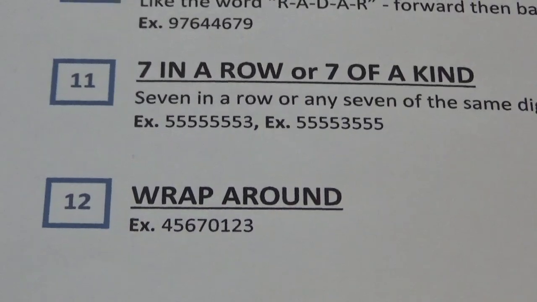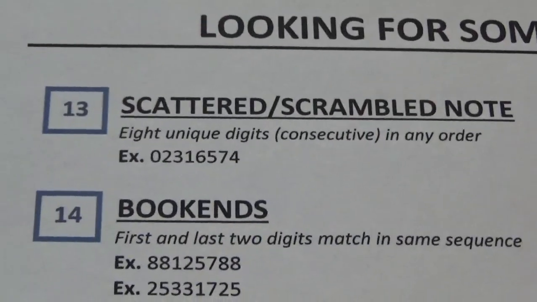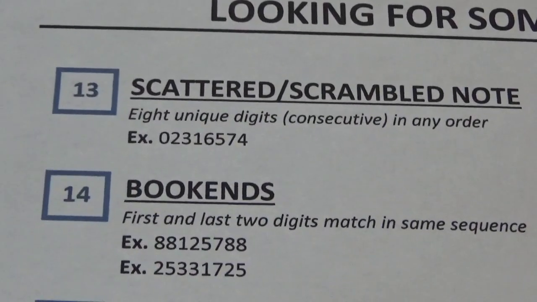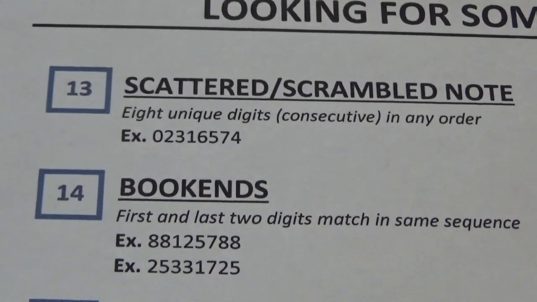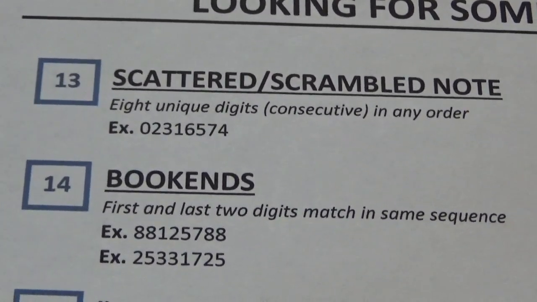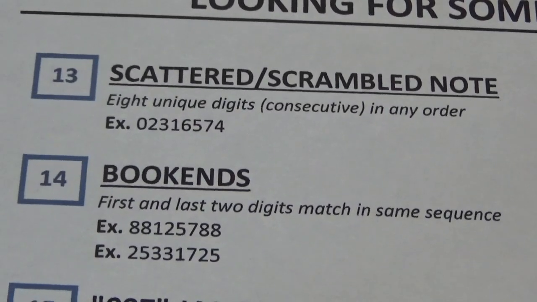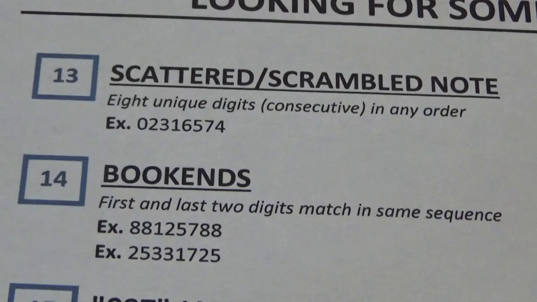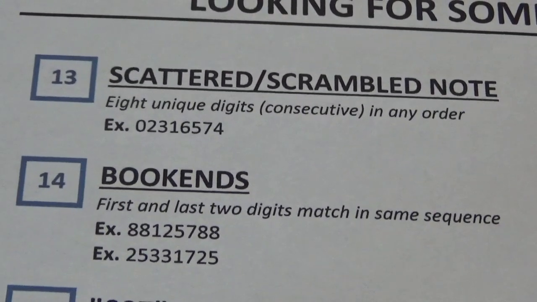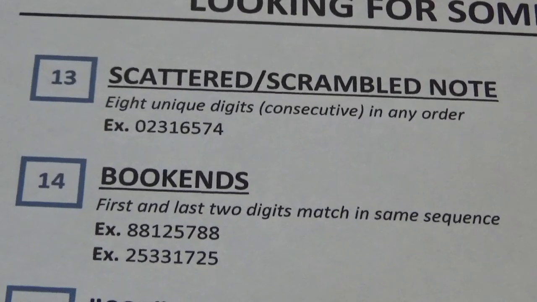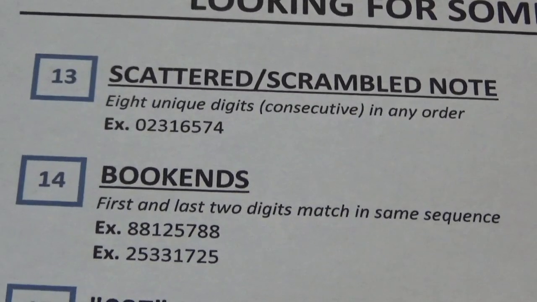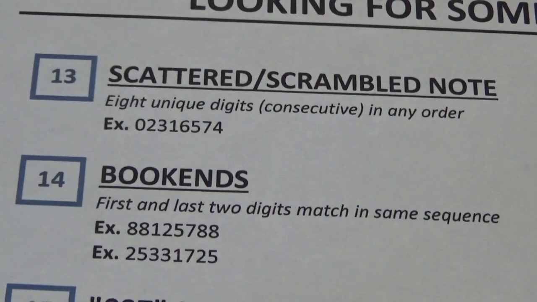Let's go ahead and move on to page number 2, number 13. This is where I added more content from the video I created earlier in the year. Number 13, scrambled or scattered note. Eight unique digits, consecutive in any order, and that's the key. They can be in any order, but they are eight unique digits. In this example on the sheet, it's 0 through 7. Those are your eight unique digits, but they're in any order, and that's why it's considered scrambled or scattered, versus that perfect ladder we had before where everything was left to right in perfect order.